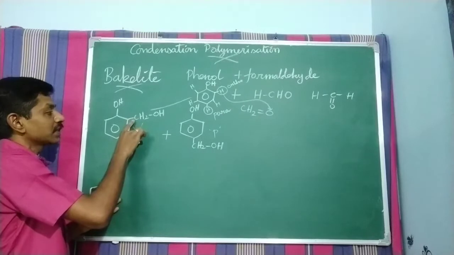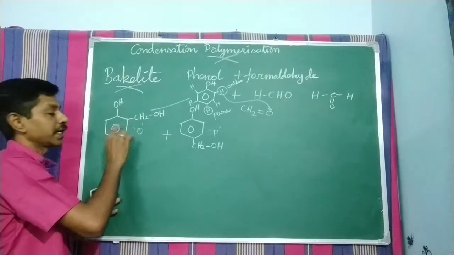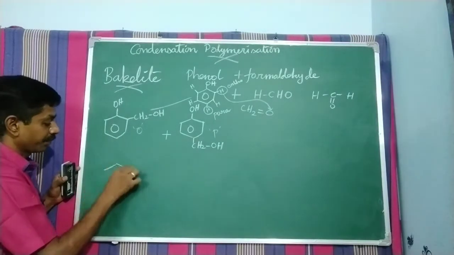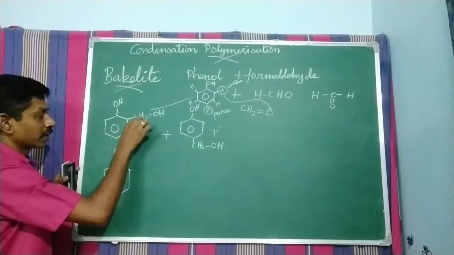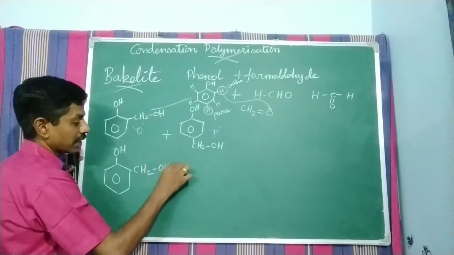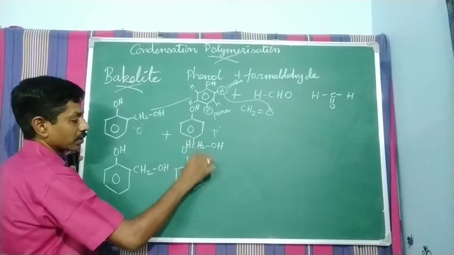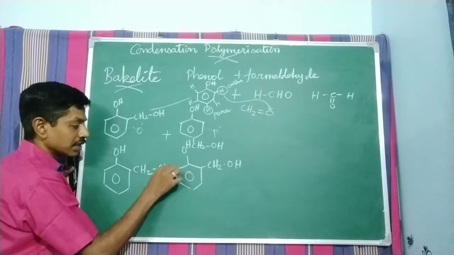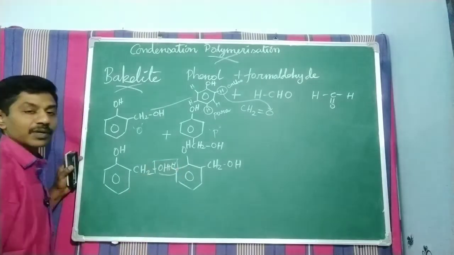We are going to talk about how this ortho hydroxy phenyl methanol will react with phenol again to go for the next polymerization. That is the benzene ring and here the OH group. When this CH2 and the OH here react with the molecule of ortho-hydroxy, this continuously goes on. Imagine this hydrogen and this OH group will react. There will be a loss of a water molecule.